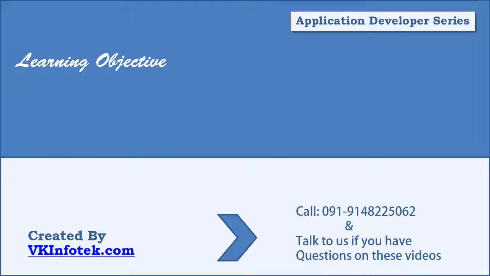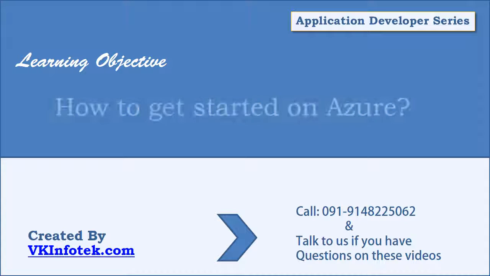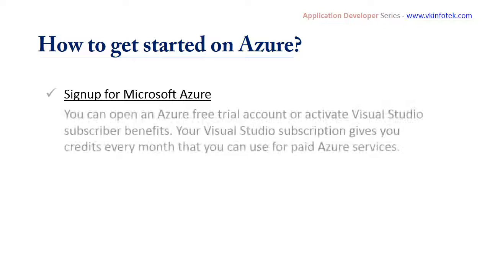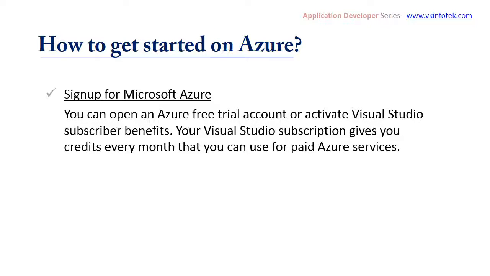In this video we will learn how to get started on Azure. So how to get started on Azure? The first step is to sign up for Azure, which is called Azure subscription also. You can open a free trial account or activate Visual Studio subscriber benefits if you have one. Your Visual Studio subscription gives you credits every month that you can use for paid Azure services.